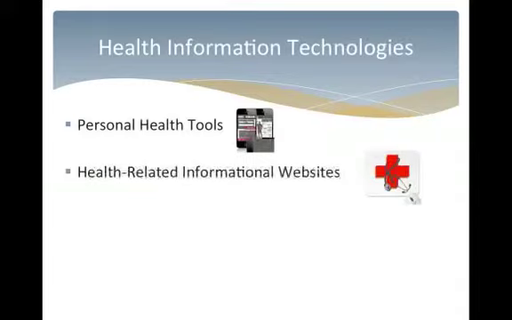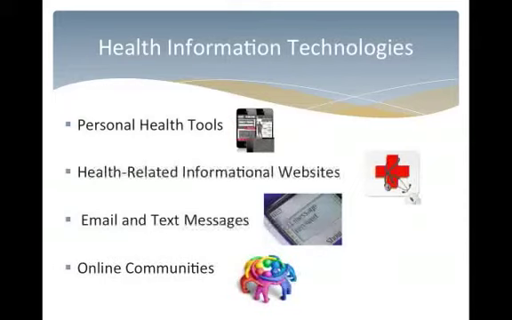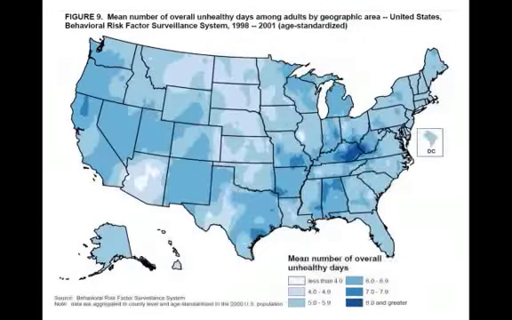Email and text messages can remind patients about appointments or help manage certain chronic conditions. And online communities can help people connect with one another to try to maximize good health, such as during pregnancy, or to respond to concerns about poor health. Through online communities, you can share information with and emotionally support others facing similar concerns about a particular disease or disability.